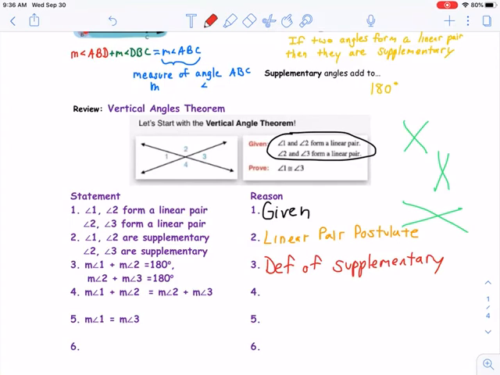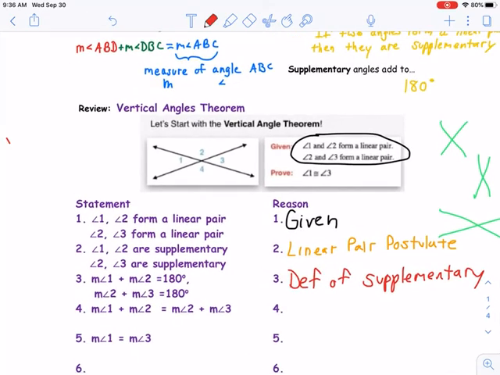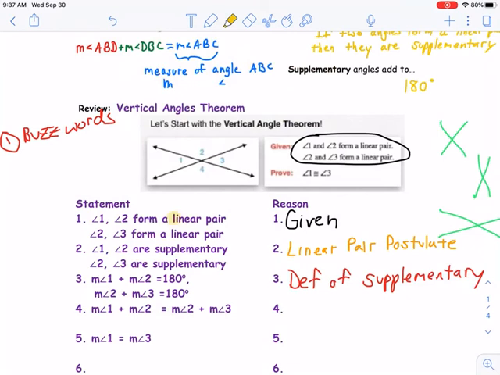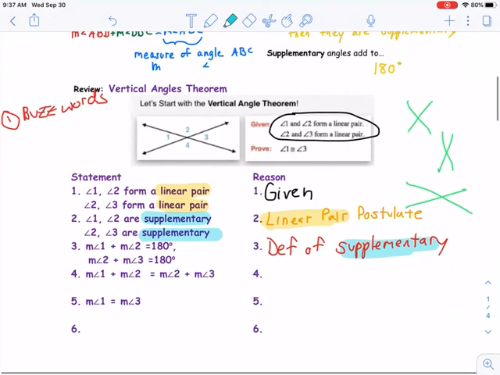And remember, when we do two-column proofs, a big thing to look for is buzzwords. All right. We didn't have very many buzzwords in segment proofs, basically just midpoint. But look at all these buzzwords we have here. We have linear pair, linear pair. So what are we going to use? The linear pair postulate. We had supplementary, supplementary. So what should we use? The definition of supplementary. So when we see these keywords, these buzzwords, chances are we're going to use the postulates, the definitions, and other things like that.